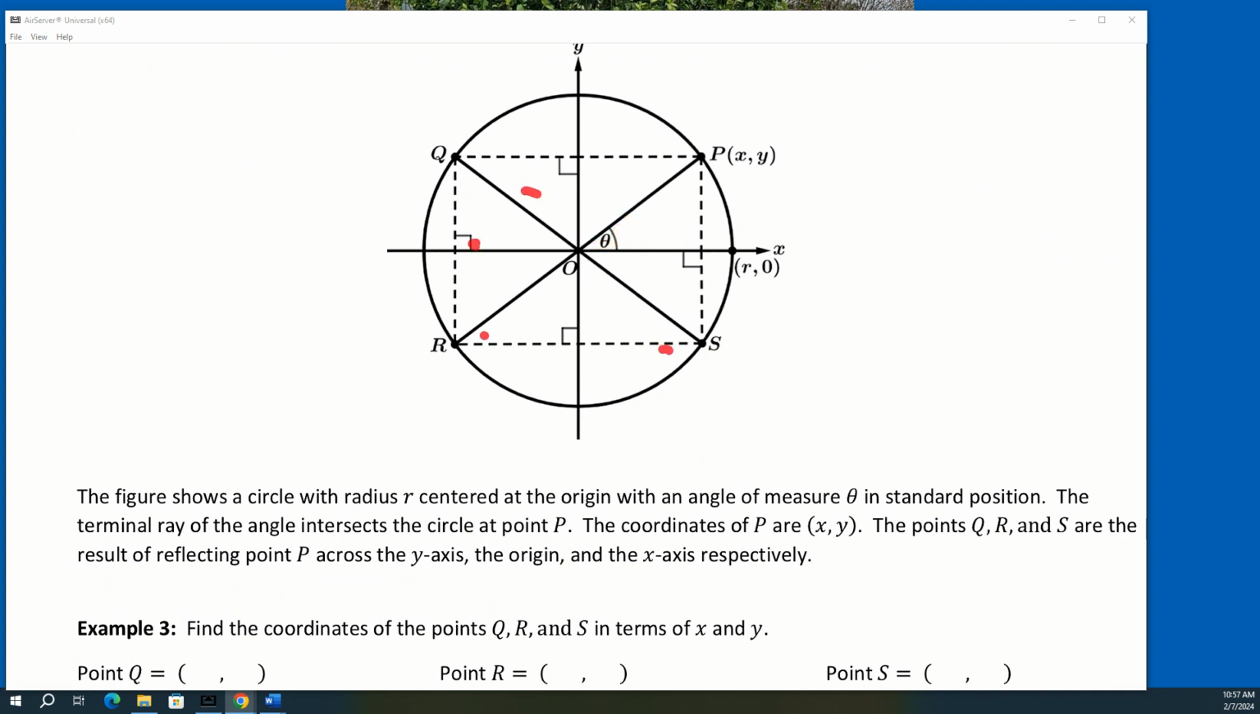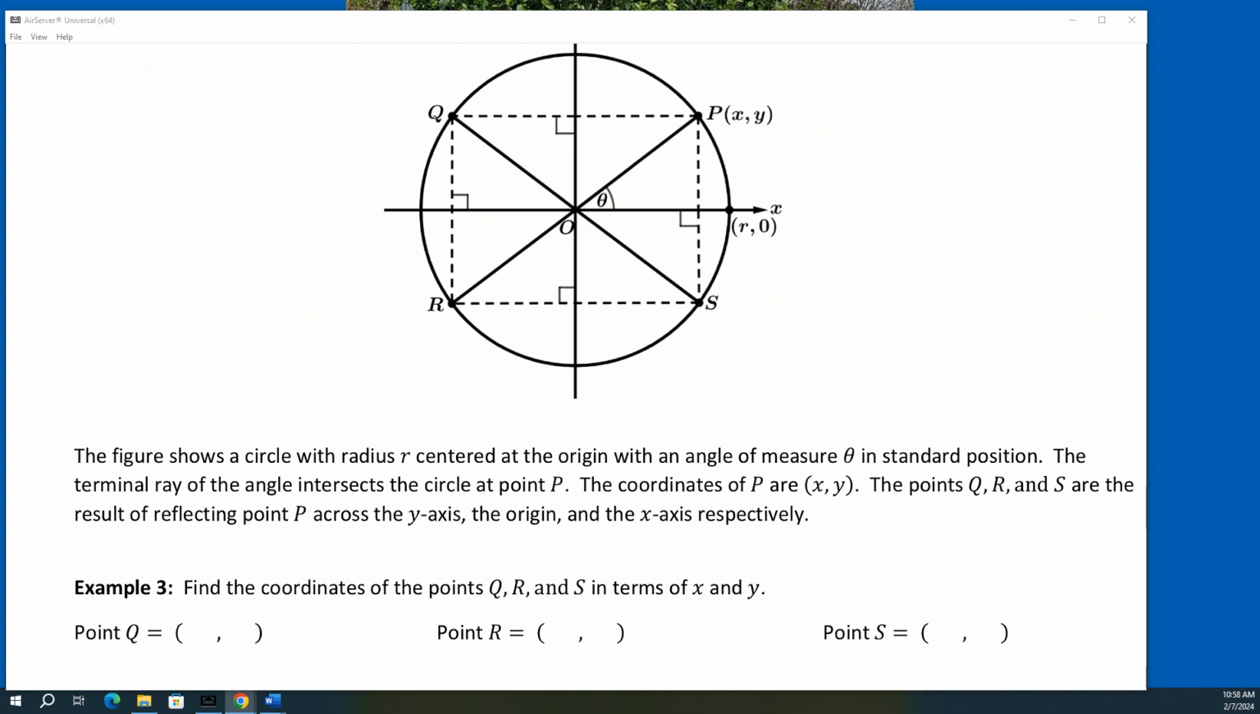And then we have all these other ones that are formed by reflecting this angle over the y-axis, over the x-axis, and then over the origin. And so they all are going to have the same distances from the x and the y-axis. And so for point Q, what would you say that ordered pair is? If P is x, y, what would Q be? Negative x, y. What about R? Good. And then S should be x, negative y.